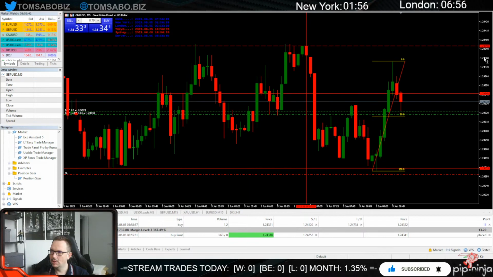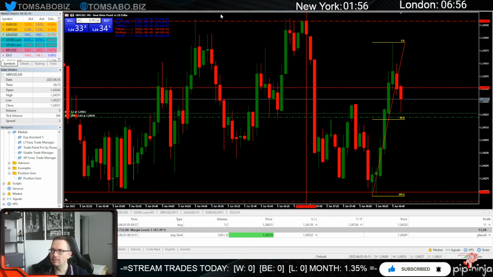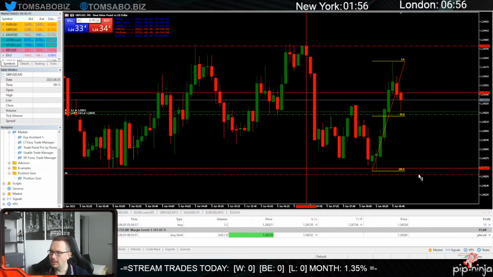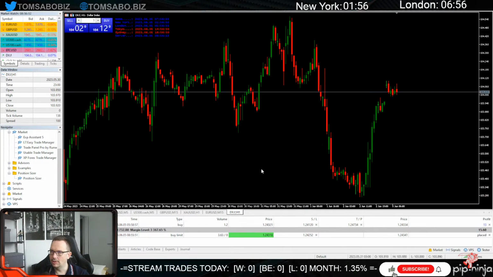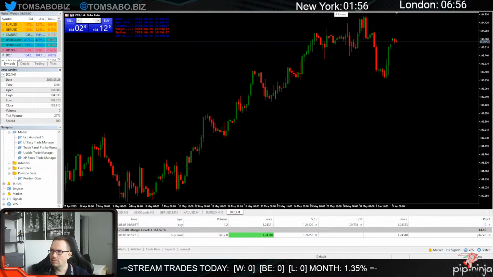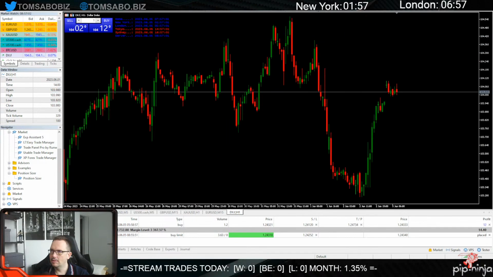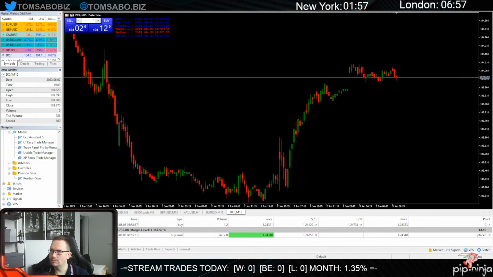Okay. We did a little bit of liquidity sweep here already on pound. Let's check the dollar index. This is the 1 hour dollar index. This is the 4 hour dollar index. We're going to have to go through this on TradingView. All right, guys.